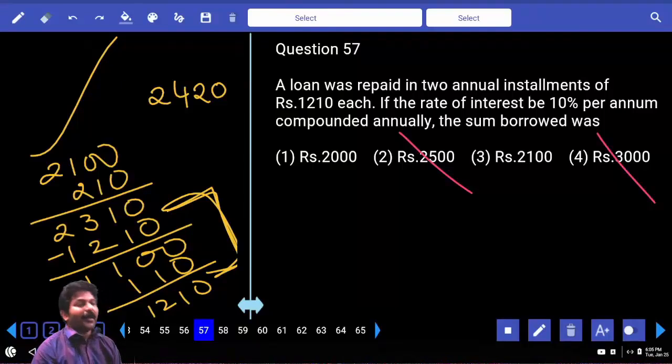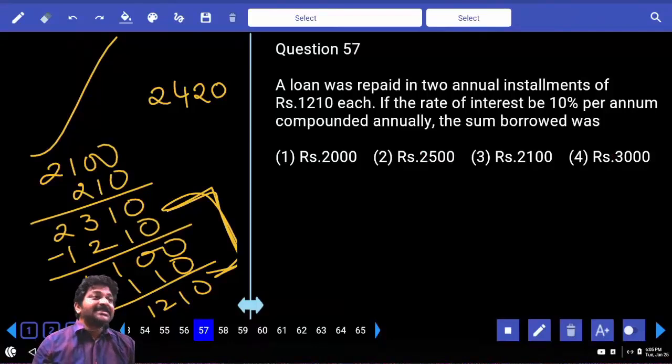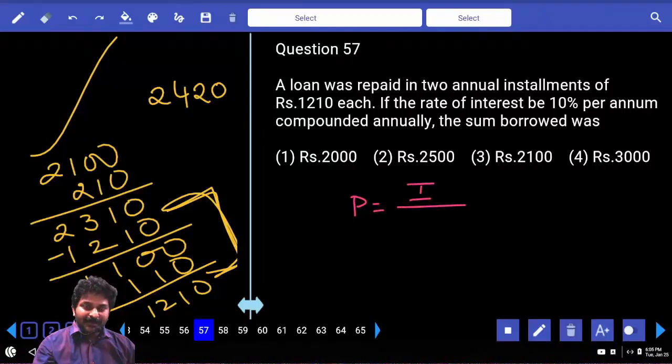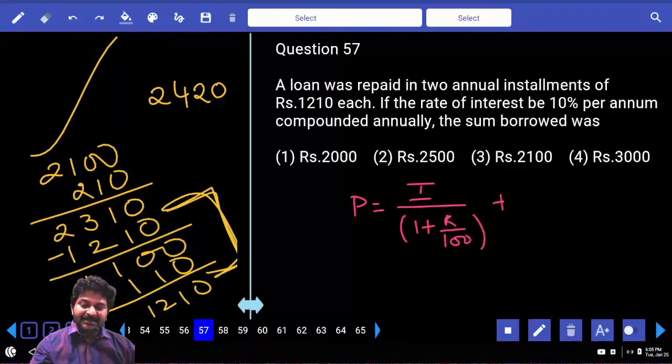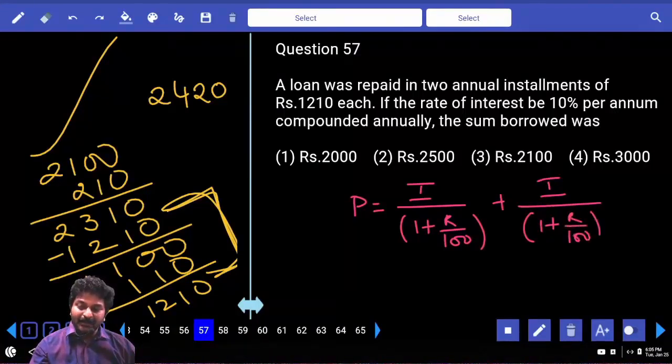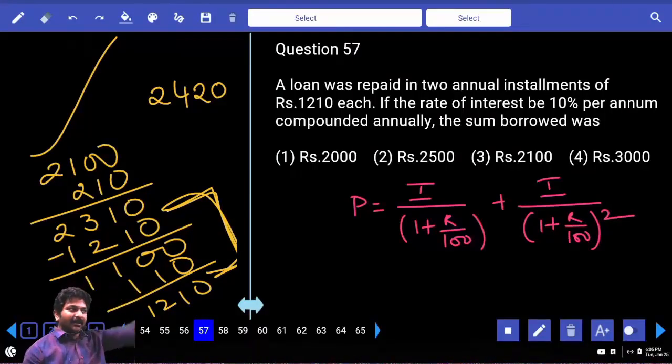Okay, now if you want to use formula procedure, see, for installments, principal P is equal to installment by 1 plus R by 100 plus installment by 1 plus R by 100 to the power of 2. 2 installments unnaayi kaabatti 2 terms vesaam. Third installment kuda unte third step kuda veyali.